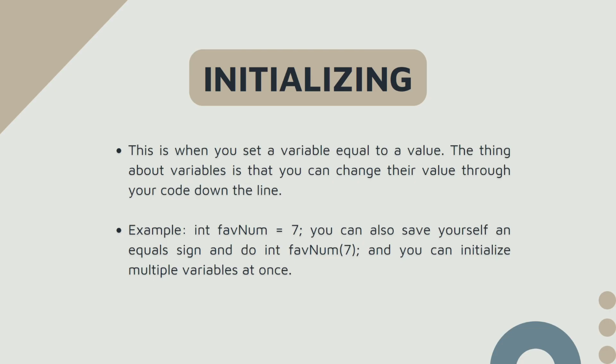So in order to use a variable, you also have to initialize it. And when you initialize a variable, you set it equal to a value, but don't be too concerned about setting it to an initial value that's important, because you can always change it through arithmetic or just go back and change it. So here, int favnum equals 7, and you can also initialize by setting int favnum with parentheses 7 semicolon to save yourself the equal sign. You can do multiple at a time if you include a comma as well.